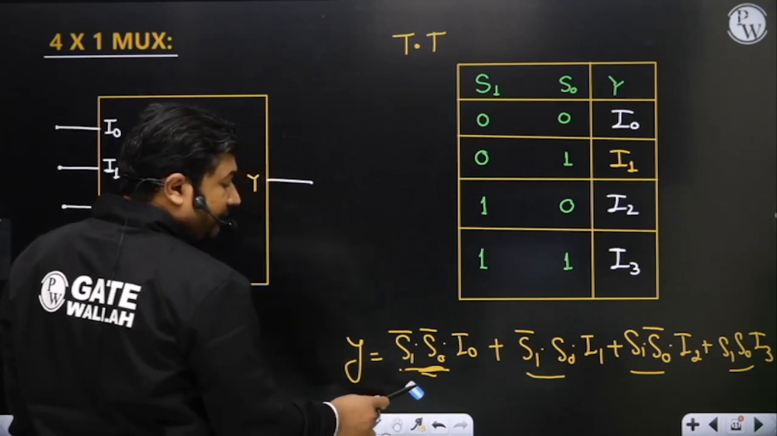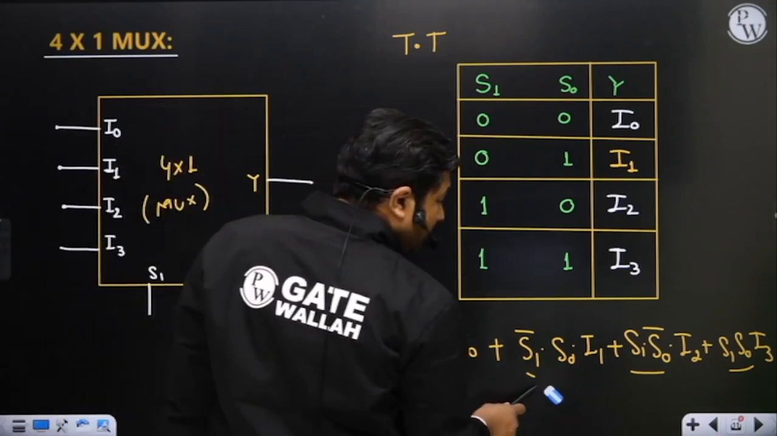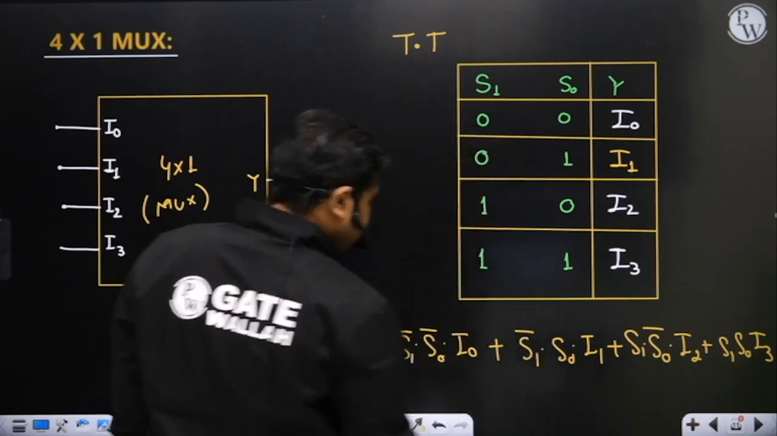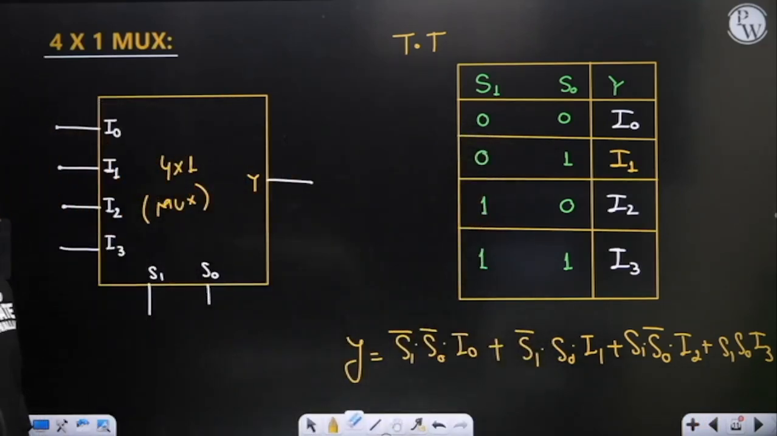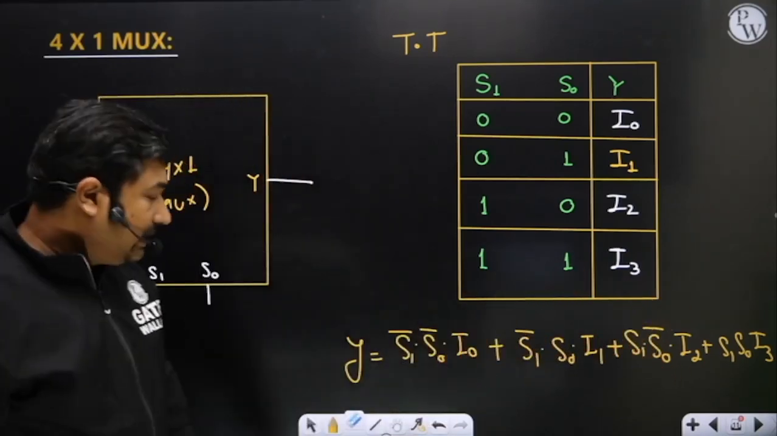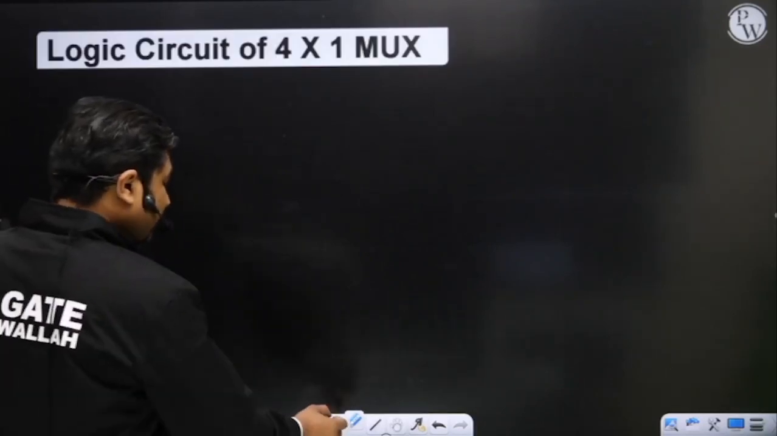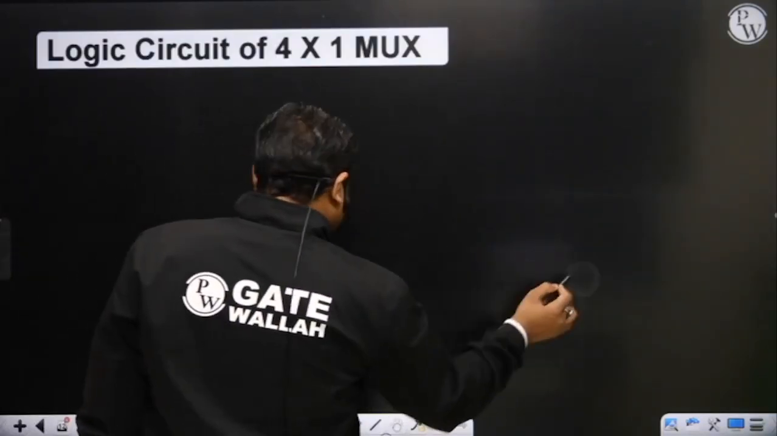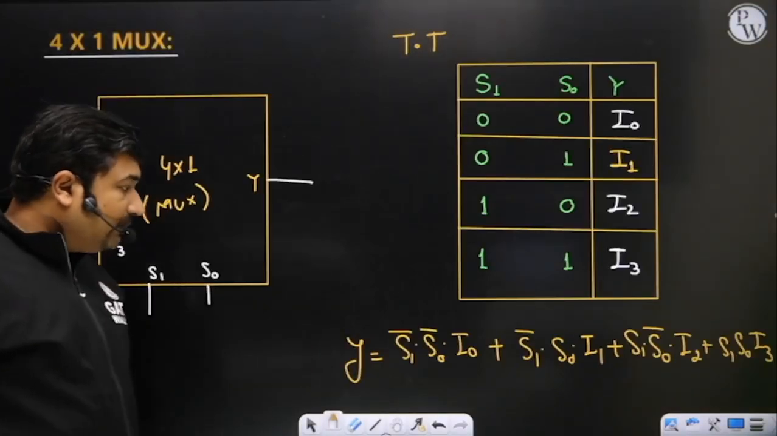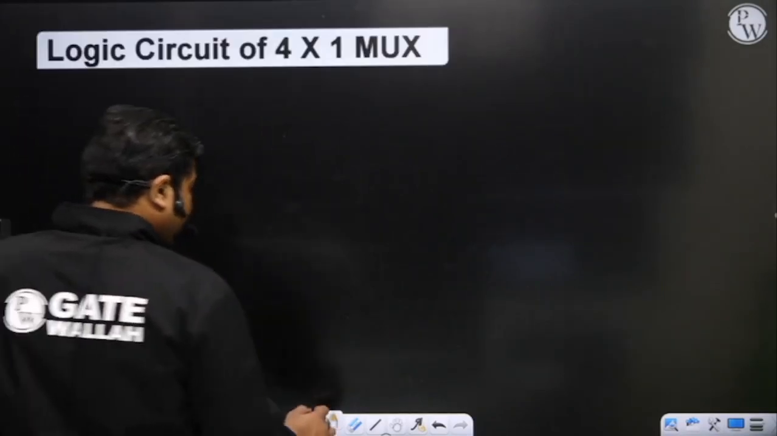Hoping you have understood properly how to write the logical expression in the case of multiplexers. Next is circuit implementation. So I am going to implement a logic circuit for this particular expression. The logical function is S0 complement, S1 complement into I0. So we have to select.